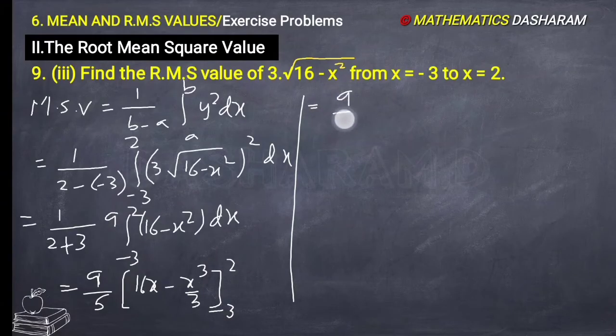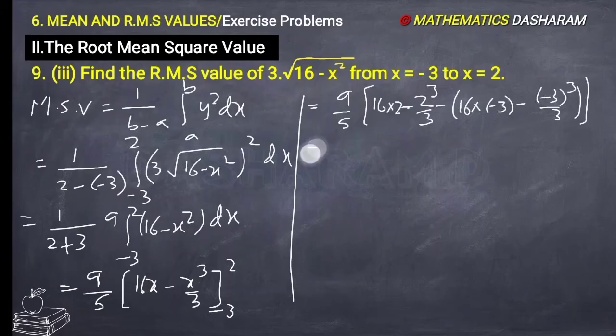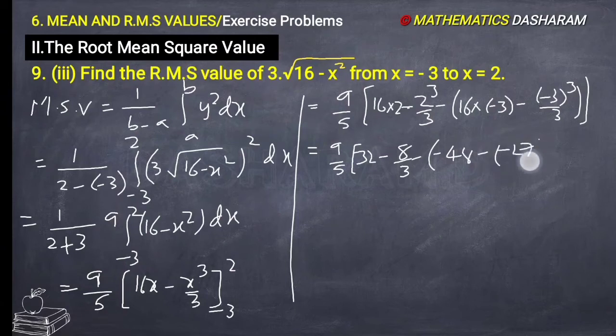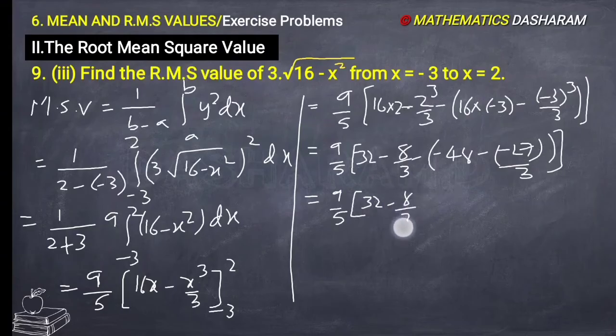So it is equal to 9 by 5. Here substitute the upper and lower limits. So it is equal to 9 by 5 times (16 2s are 32, minus 2 cube is 8 by 3, minus 16 into minus 3 is minus 48, and here minus 3 whole cube is minus 27 by 3). So it is equal to 9 by 5 times (32 minus 8 by 3, minus of minus, plus 48, 3 1s are 3, 9s are, minus of minus plus 9, plus 9 into minus is minus 9).